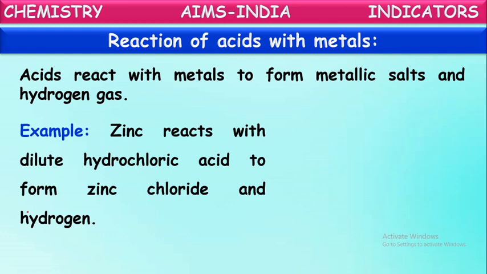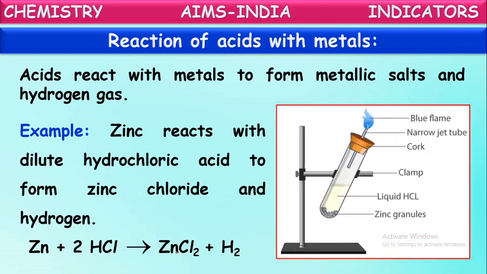For example, zinc reacts with dilute hydrochloric acid to form zinc chloride and hydrogen gas. Here the equation is also shown. If you see, when hydrochloric acid reacts with zinc metal, the zinc replaces the hydrogen from the acid molecules. So zinc chloride salt will be formed and hydrogen gas is evolved. See here how it is done.